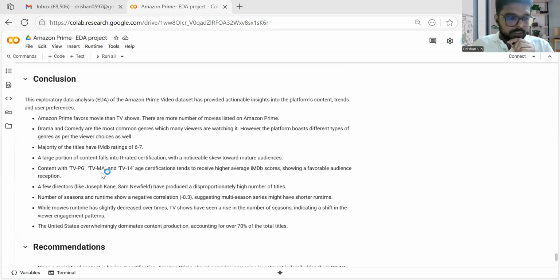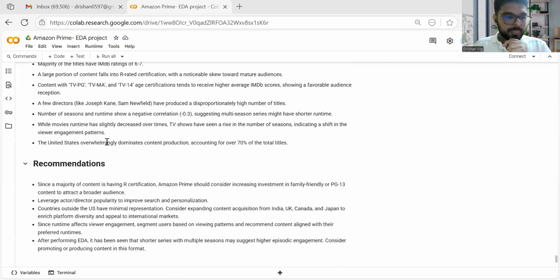Content with TV-PG, TV-MA, and TV-14 certification tends to receive higher average IMDb scores, showing favorable audience reception, because audiences are drawn towards more mature or family-oriented content. As you can see in the heat map visualization, seasons and runtime are negatively correlated to each other. This is one of the analyses we derived from this particular EDA.